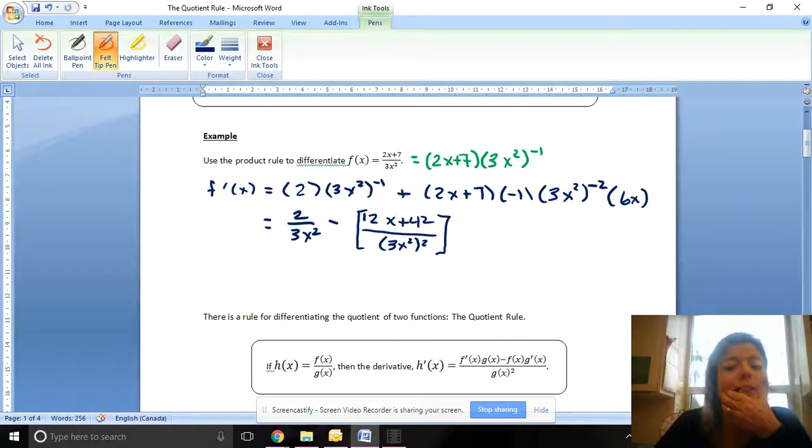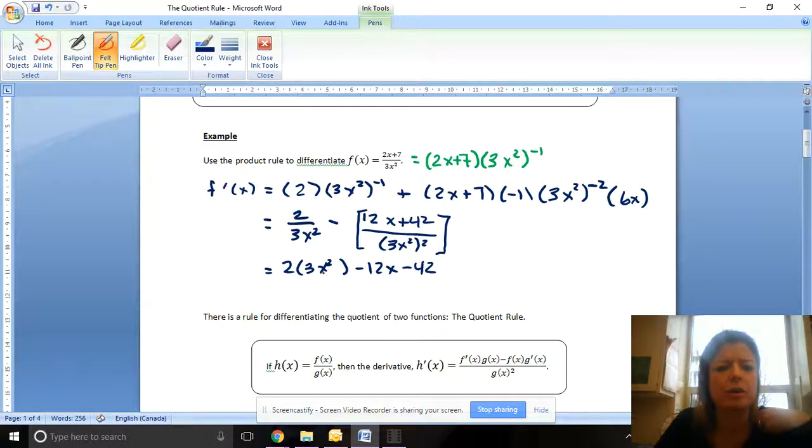So now we don't really like this, right? We want to get a common denominator. So the common denominator is going to be 3x squared all squared. So this already has one 3x squared, so it needs one more. So we get 2 times 3x squared, and then minus 12x minus 42 all over 9x to the power 4, which is just 3x squared all squared.